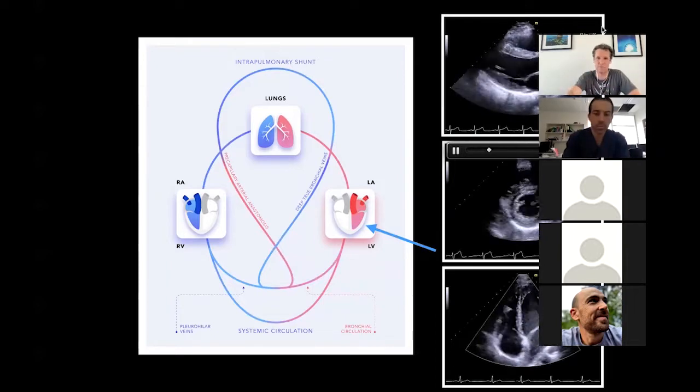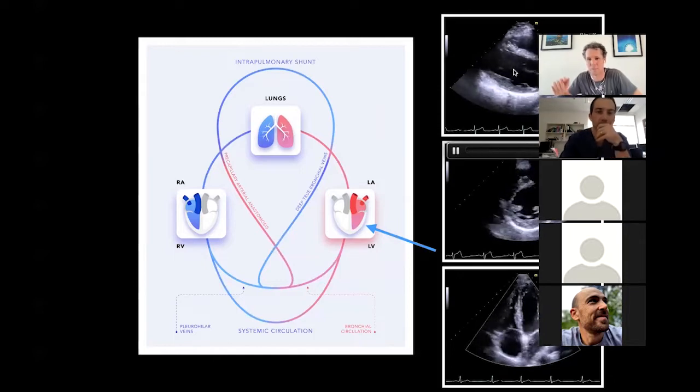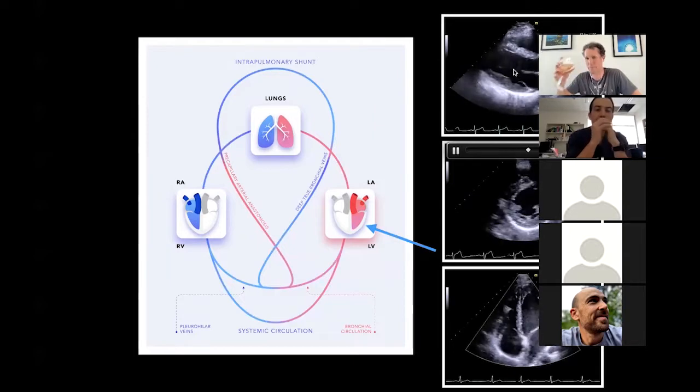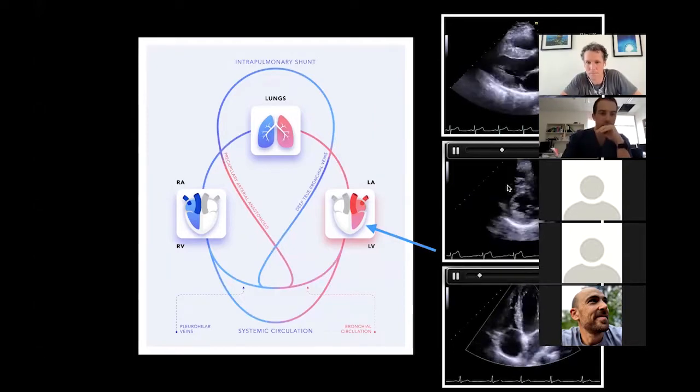Lewis McLean, give me the walls of the heart that you can see in the parasternal long. Okay, so that's the anteroseptal and the infralateral wall. Beautiful.